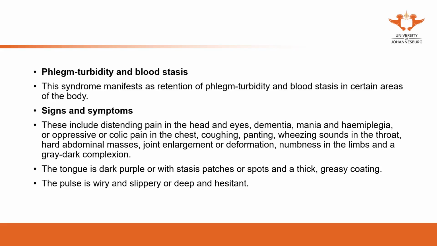Phlegm and blood stasis. In this situation, the phlegm can block the meridian and block the pathway where the blood moves, so that will result in blood stasis. This is also the combination of the phlegm symptoms and blood stasis. The treatment is also going to clear the phlegm and activate the blood circulation. Joint enlargement or deformation, that's from the phlegm.